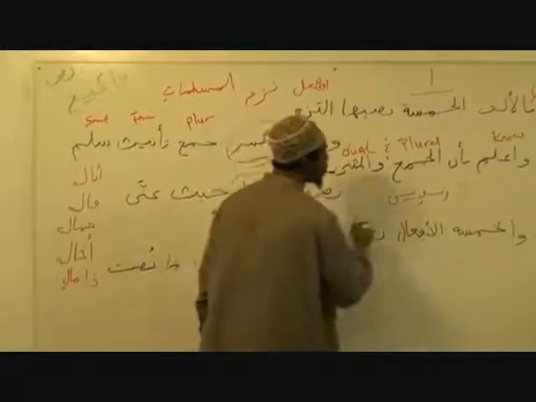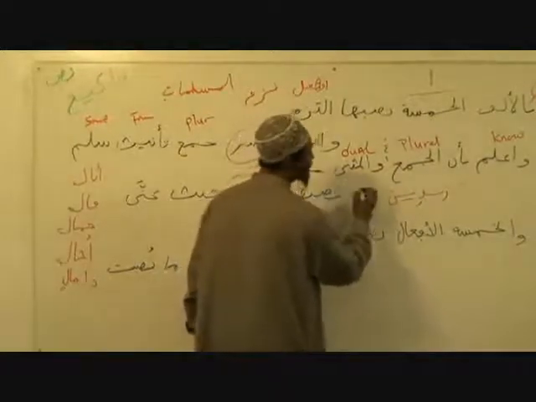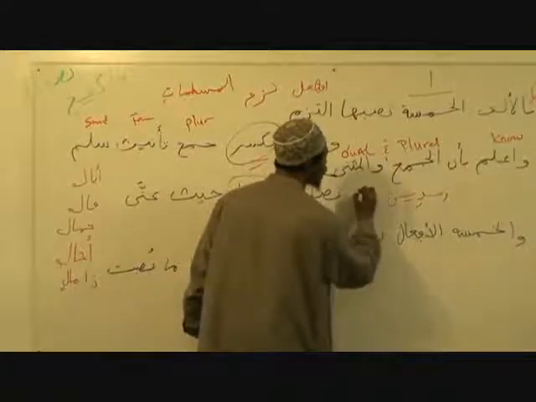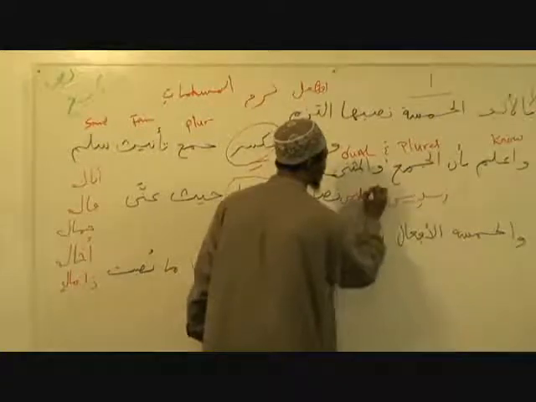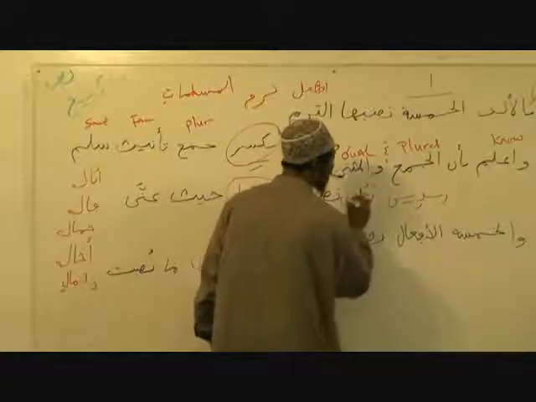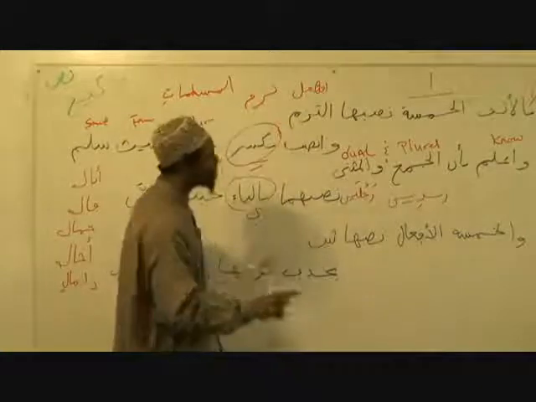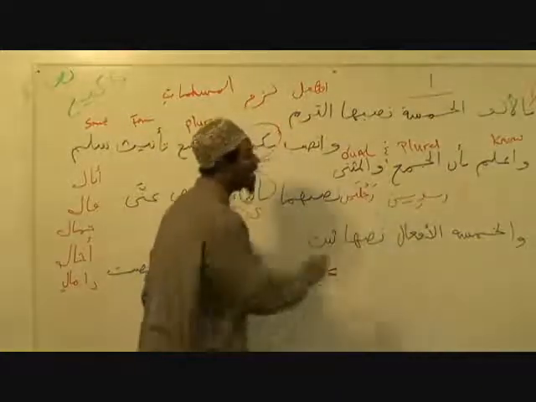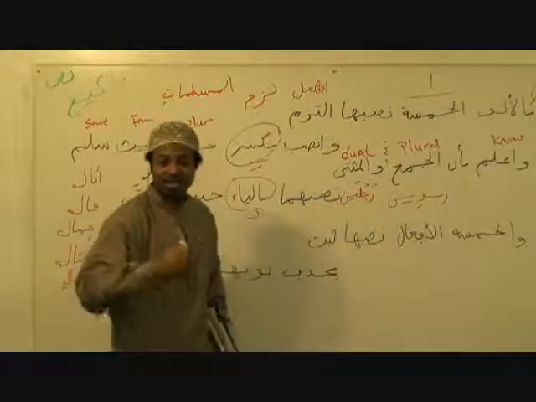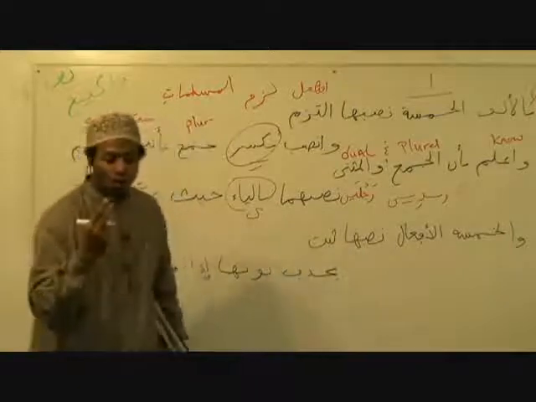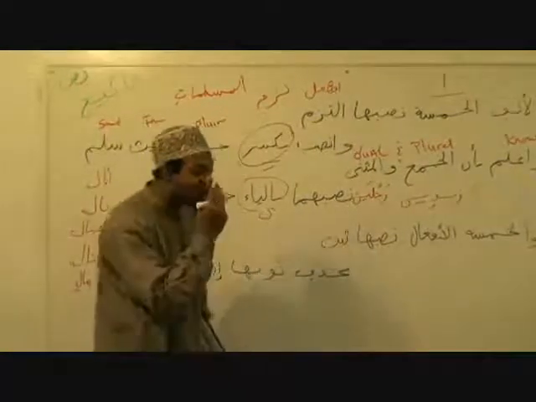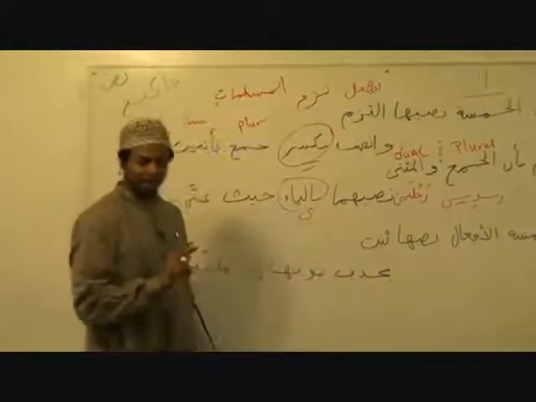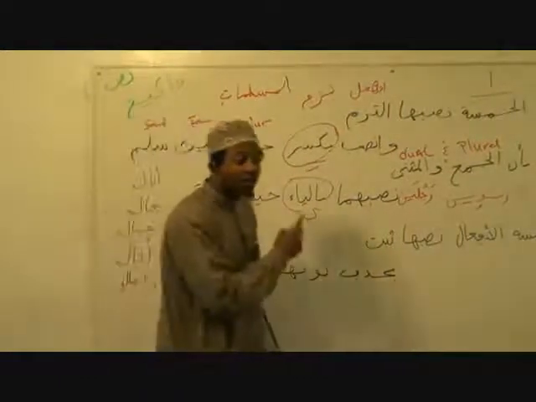If I want to make it dual, I say Rajulaini. Rajulaini. And I put a fatha on it. So the difference is only between a kasra and a fatha. The fatha preceding the ya is dual. Rajulaini. Ra'aytu rajulaini. Okay, I saw 2 men. Okay? In Raf'i, what is it?